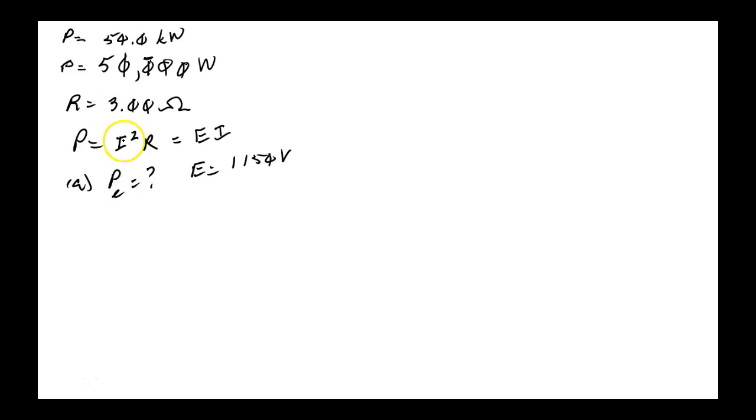This formula right here needs I. They gave us V, but we already knew P, so we can get I, can't we? So how can we get I out of this formula here? Yeah, I is equal to P over E. You see, if you divide both sides by E, that's what you get, right? So then let's put our power in.